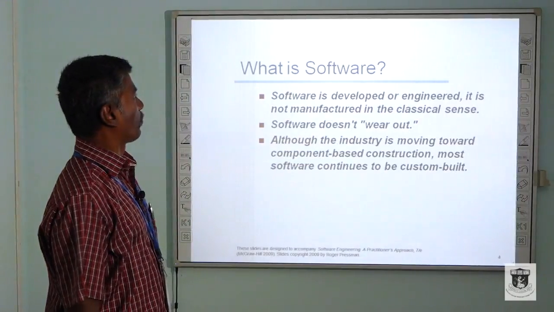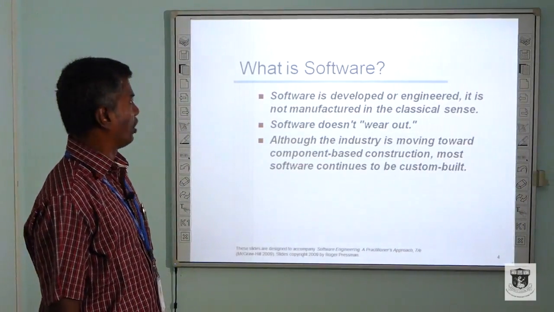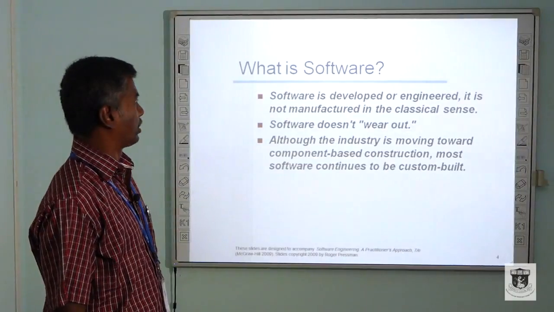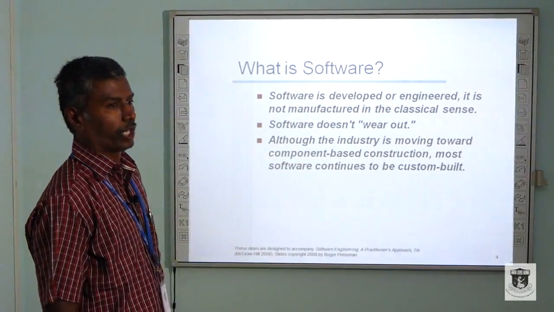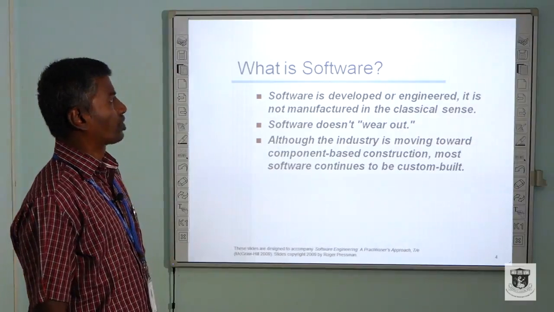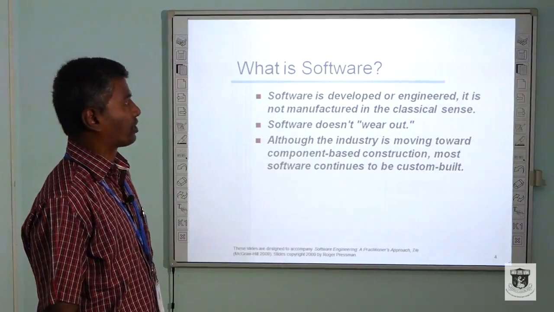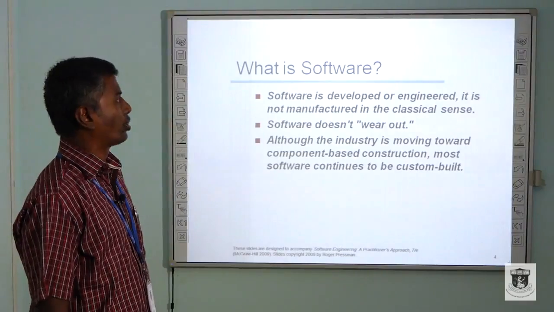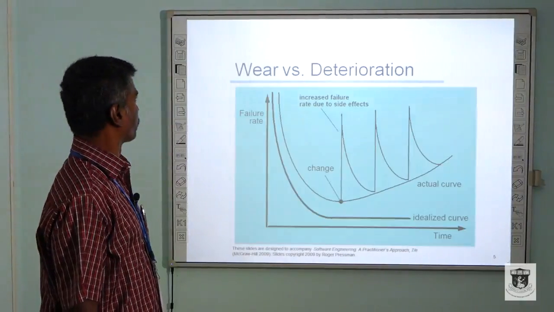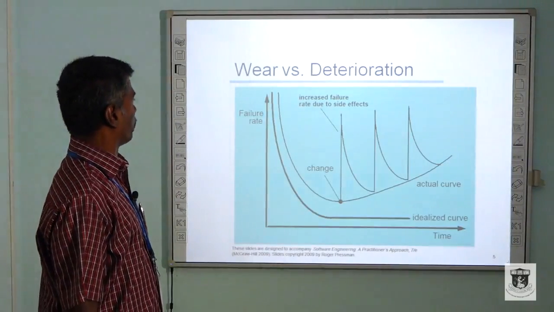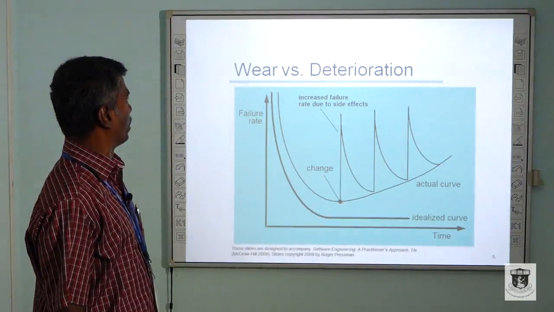Next, software is developed or engineered. It is not manufactured in the classical sense. That means the software does not wear out. Although the industry is moving toward component-based construction, most software continues to be custom built. Here is a graph for wear and deterioration.